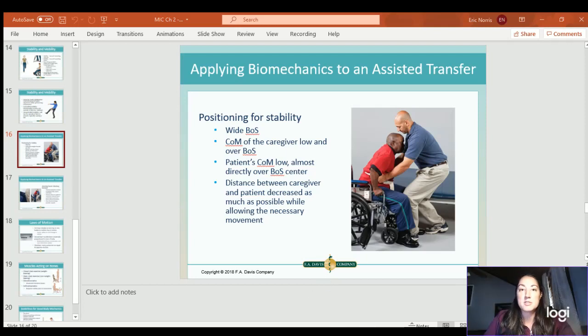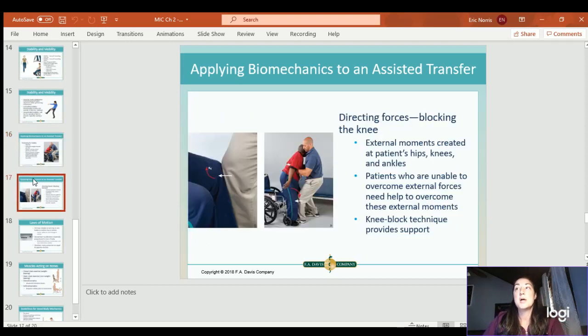Okay, I'm recording this at home and I keep getting interrupted, so sorry, I keep pausing the video if you're wondering what's going on. More applying of the biomechanics.